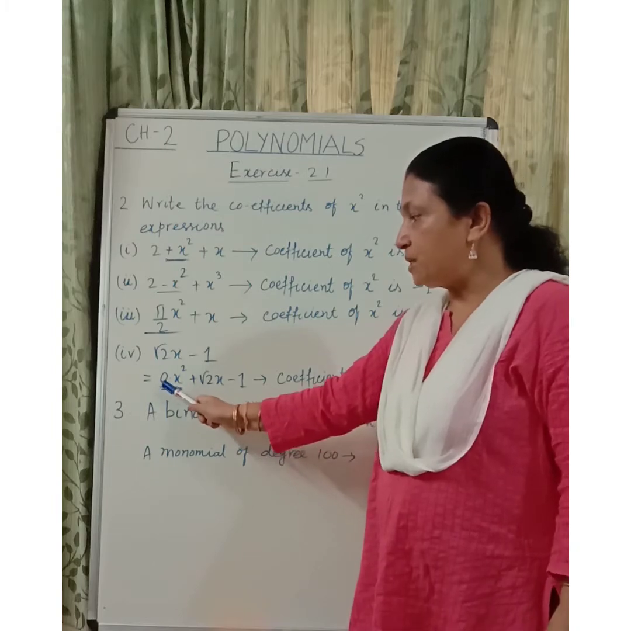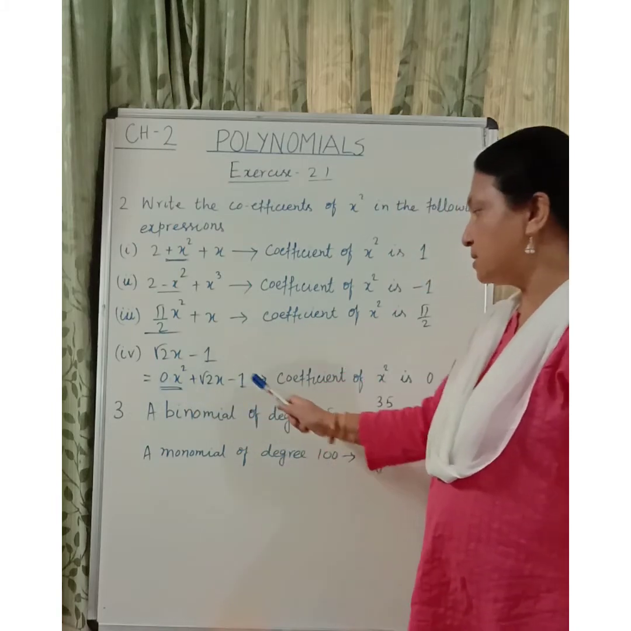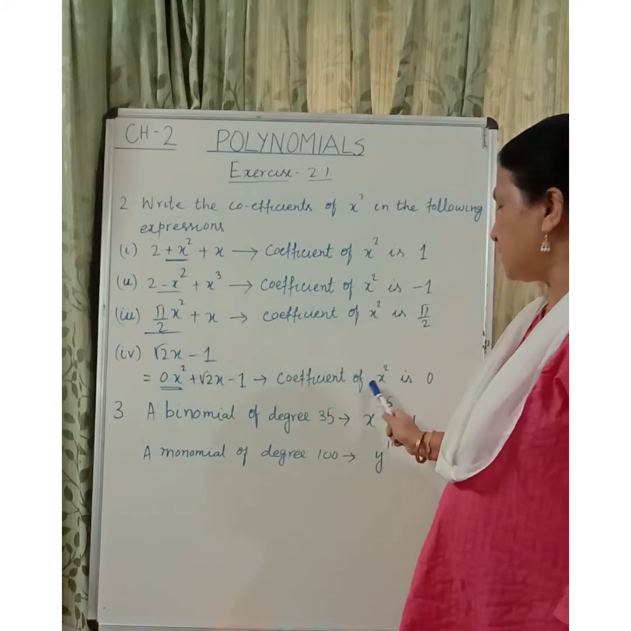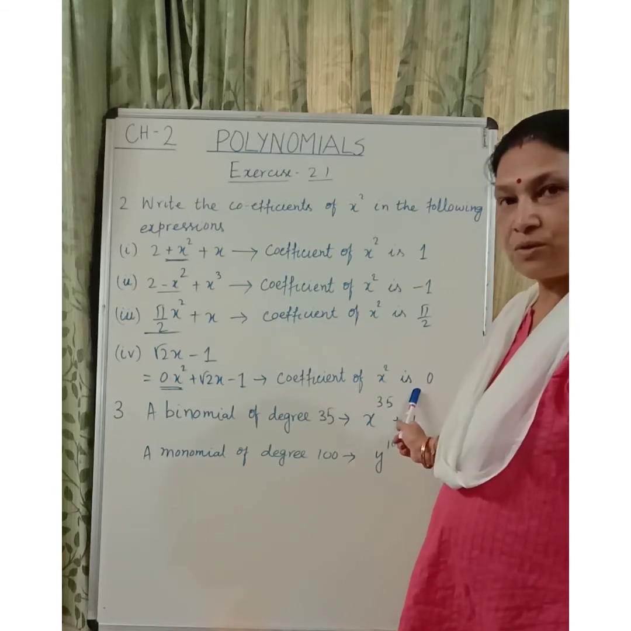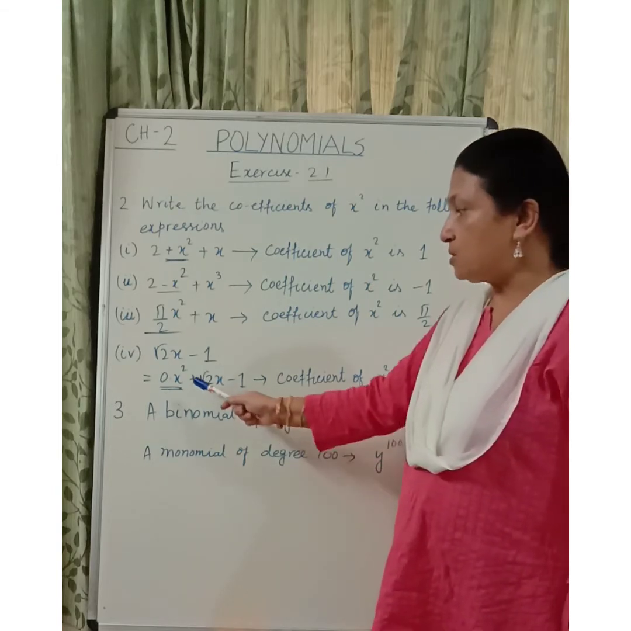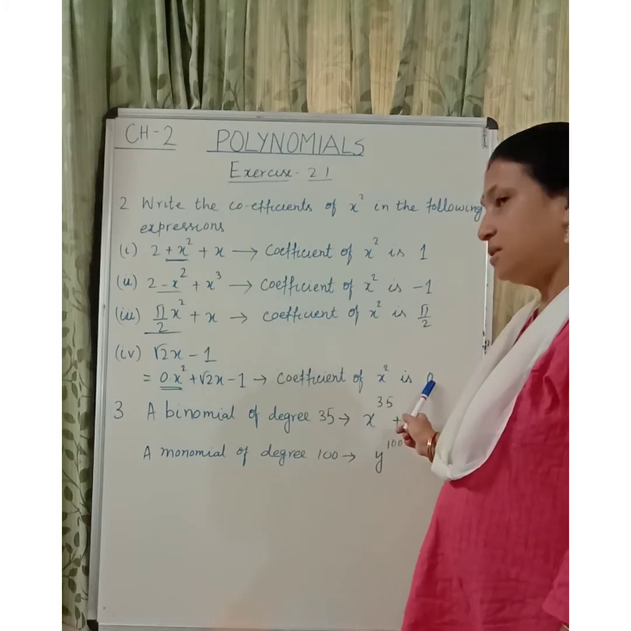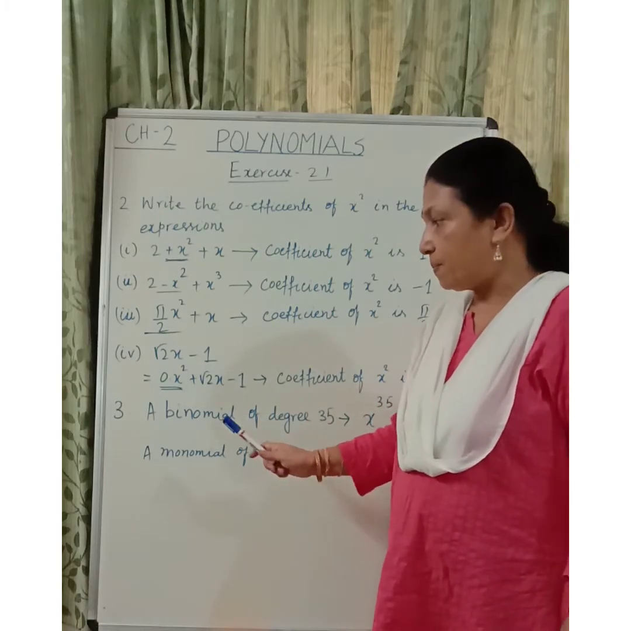So what is the coefficient of x square? That is 0. So coefficient of x square is 0 for this expression. In this term, 0 is the coefficient of x square.